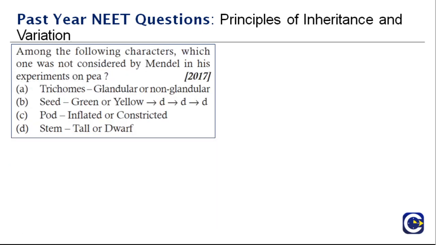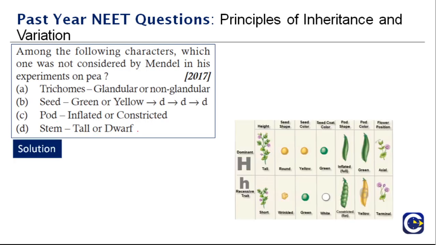So the next question is, amongst the following characters, which one was not considered by Mendel in his experiments on pea? Trichomes, glandular or non-glandular, seed green or yellow, pod inflated or constricted, stem tall or dwarf. So all the Mendelian characters are listed here, and you should definitely remember them even in your sleep. So did he do stem tall or dwarf?